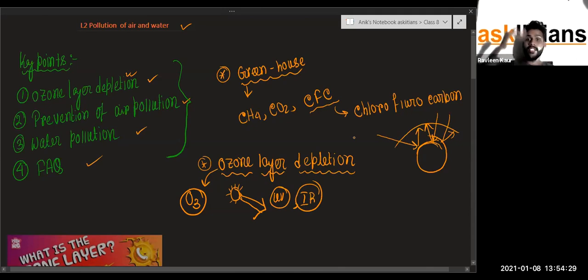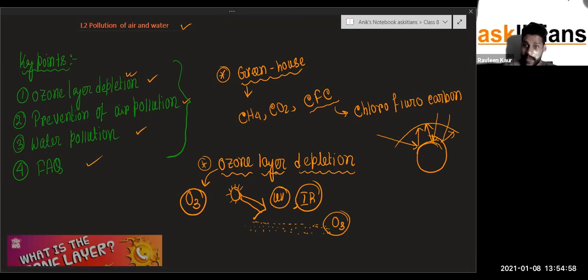Now these types of rays are just falling. This layer of ozone in the atmosphere is preventing those UV and IR rays from coming to the Earth's surface. These UV and IR rays are actually very harmful for our health. If any of these rays fall onto our skin, what would happen? Do you know? We would have skin cancer.